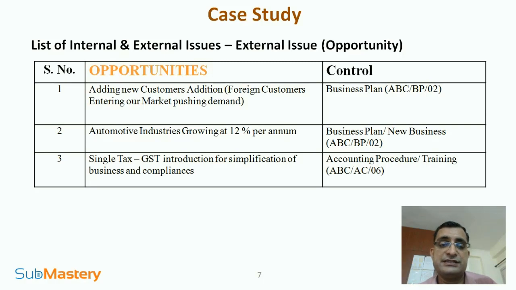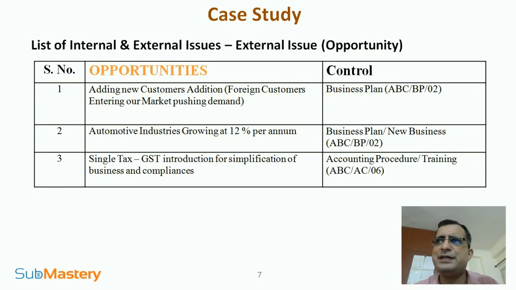Number two, in this country, the automotive industry is growing at 12% per annum, which is good for this automotive industry. And also a single tax, GST, goods and service tax, was introduced for simplification of business and compliances. So these are some opportunities which are not internal, which are external in nature, which can help the organization to grow.